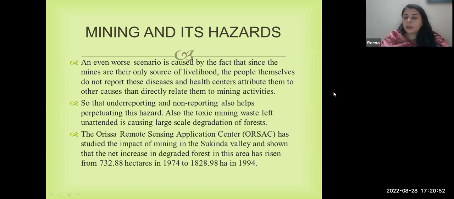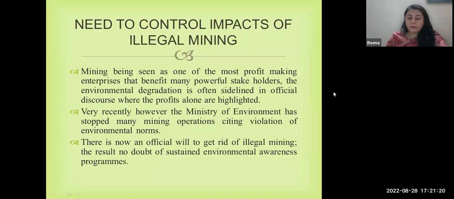So again, we have to study through remote sensing applications how mining of Sukinda Valley has led to the net increase in degraded forest in this area, which has risen from 732 hectares to 1,828 hectares. Okay, so technology definitely helps us to assess the impacts and then to control it if there is a will by the industry, if there is a will by a project proponent to actually control it.